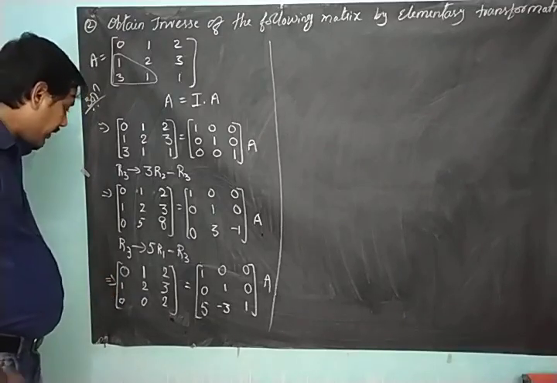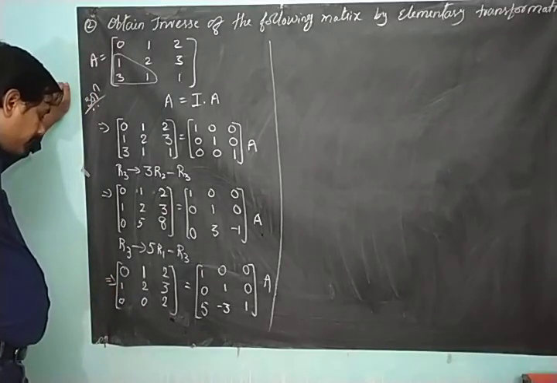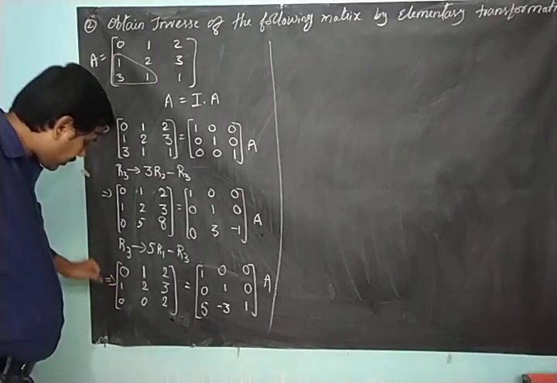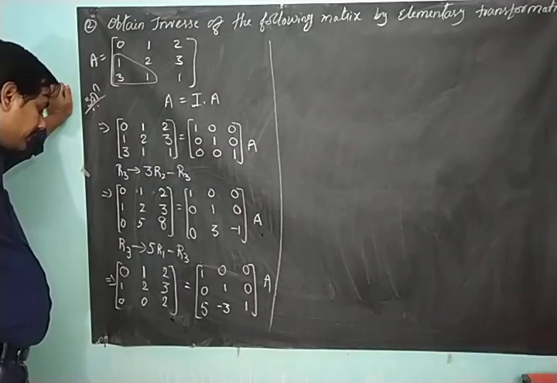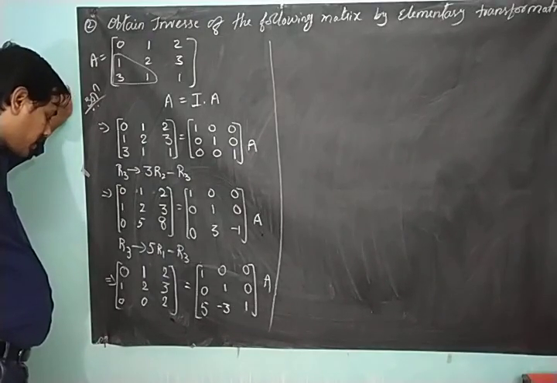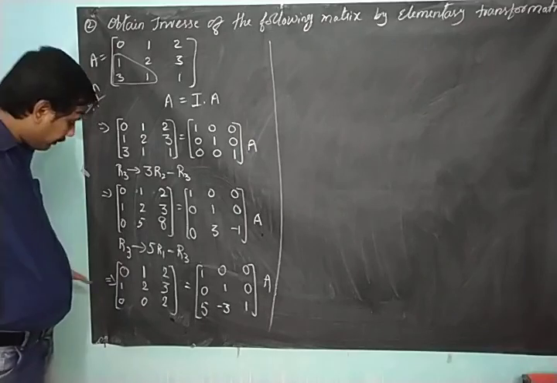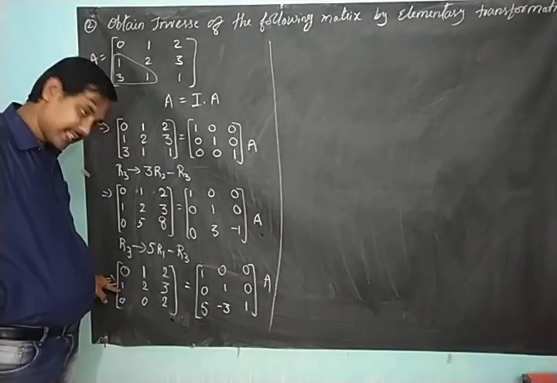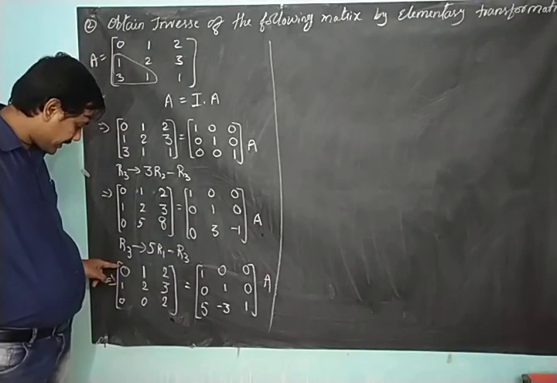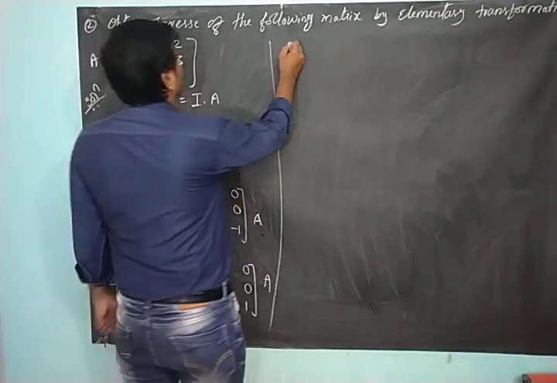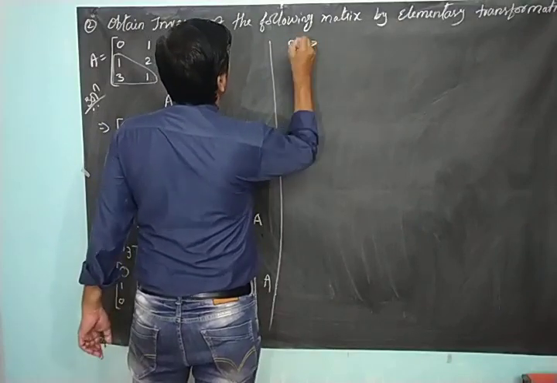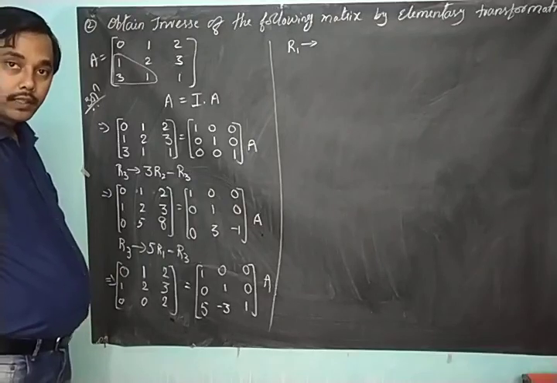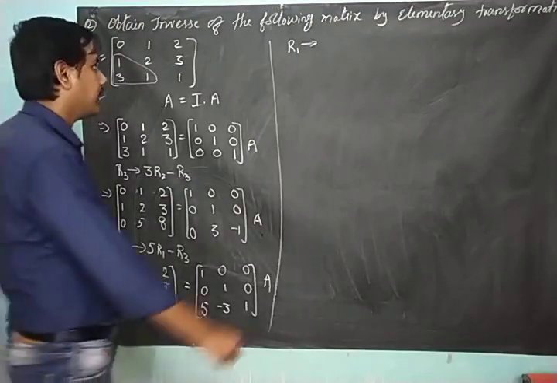But how to subtract 1? How do you subtract 1 there? Because here also 0 is there, here also 0 is there. Right? So it is not possible directly to subtract that. So before that we can make this as 1. If we make this as 1, then we can subtract it here. So how to make this as 1? So R1 changes to R1 plus R2. Right? R1 changes to R1 plus R2.